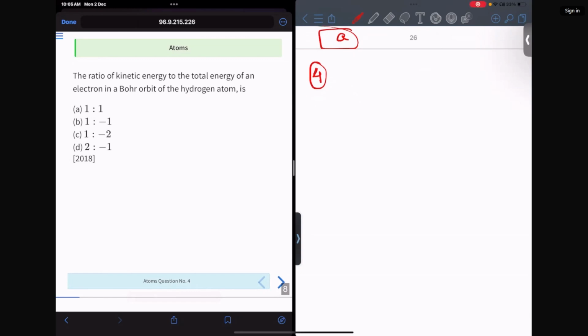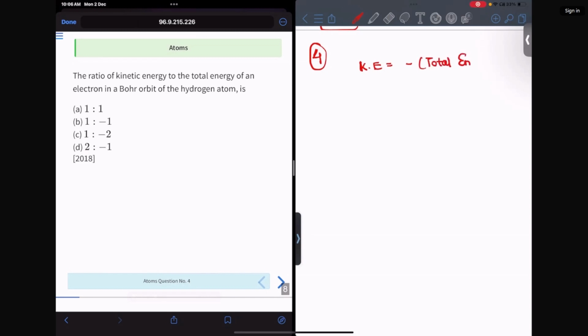Question number 4 says the ratio of kinetic energy to the total energy of an electron in a Bohr orbit of hydrogen is equal to what? If you have attended the theory classes for this chapter, atoms, you must be knowing that the kinetic energy is equal to negative of the total energy.